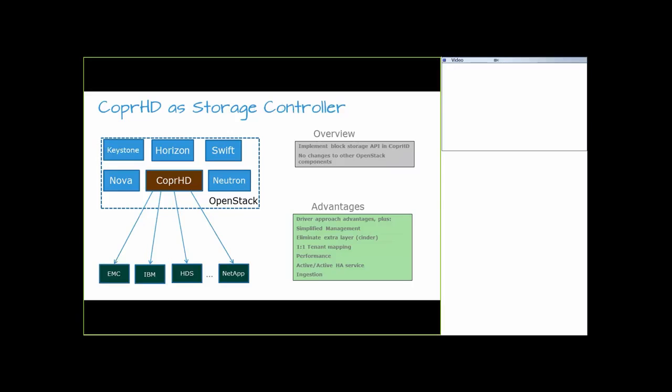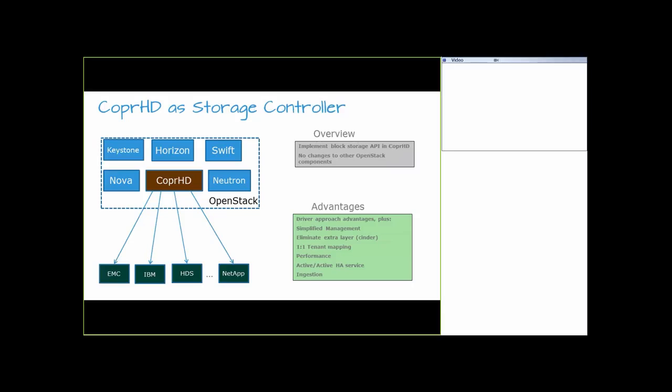When you create volumes in Horizon under a particular tenant, you come to the CoprHD UI, and you will see those volumes under the same tenant. Then in CoprHD, we have a lot of those advantages in terms of certain volume types being available to only certain tenants. That kind of management you could do. So the 1:1 tenant mapping, eliminating the extra Cinder layer, simplified management. Yeah.